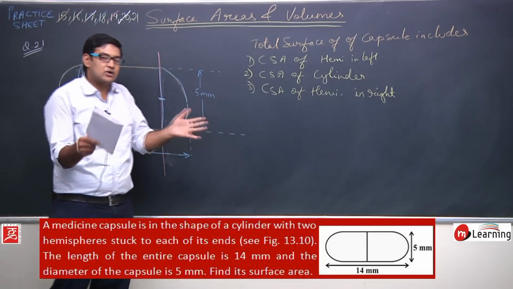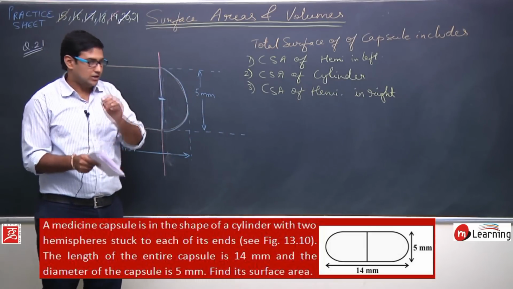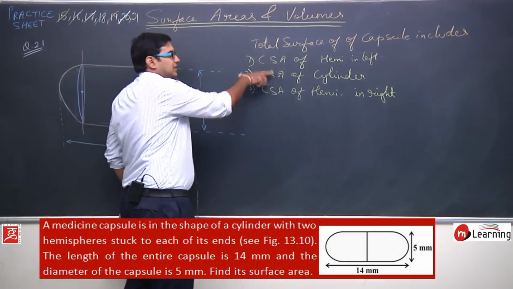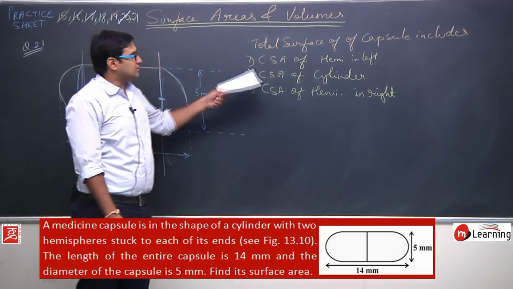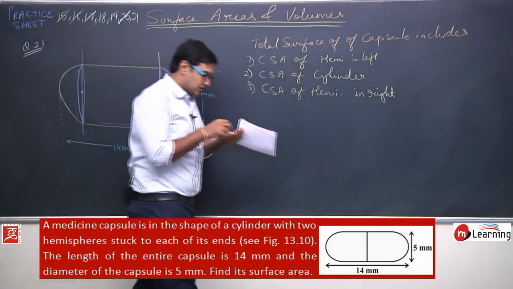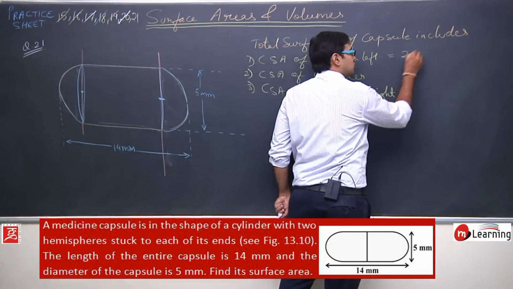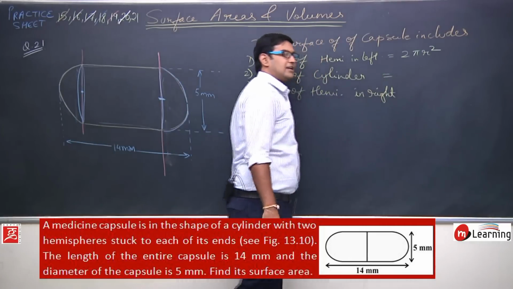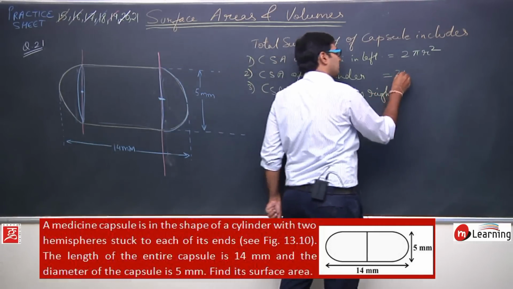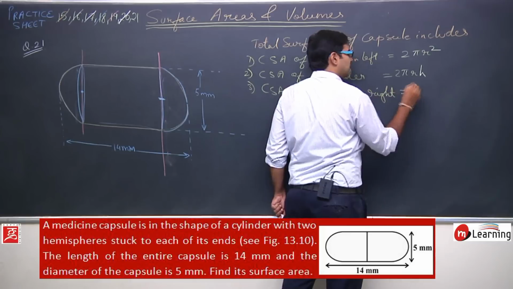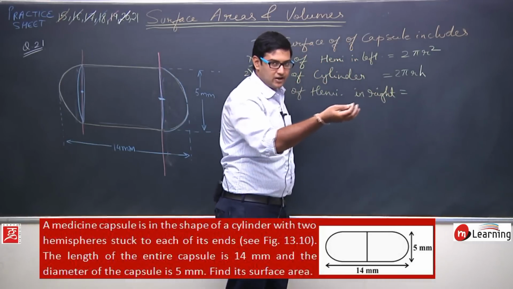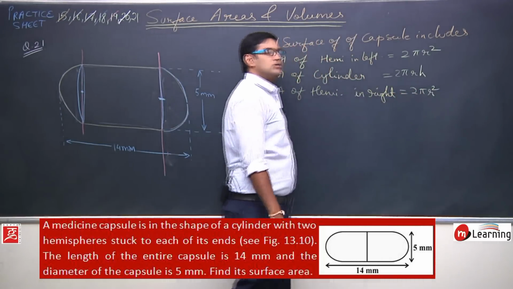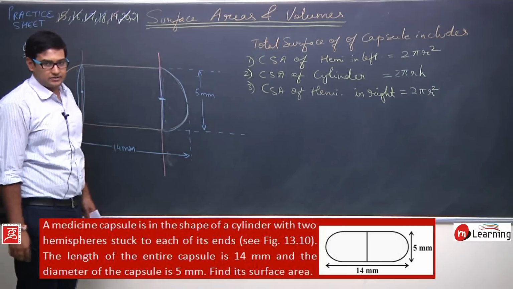So the bases are hidden, because the bases are stuck to each other. Okay. So my task is to determine three curved surface areas. What is the curved surface area of the left hemisphere? Curved surface area of the left hemisphere will be 2 pi r square. Now the curved surface area of the cylinder will be 2 pi r h, and the curved surface area of the hemisphere at the right side is again 2 pi r square. This is what we can see.